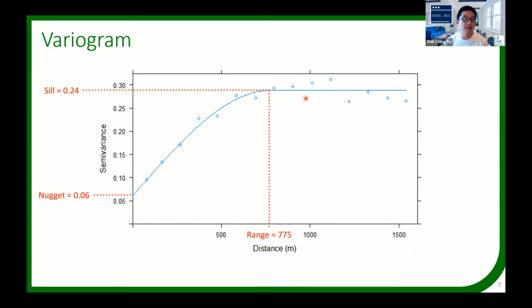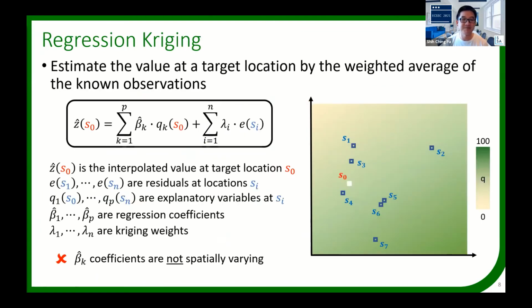And what that's saying is that for this particular field, points that are greater than 775 meters apart are effectively uncorrelated or independent. And the reason we need variograms is because an estimate of autocorrelation is often needed for some geospatial modeling techniques. So now I'm going to talk about two popular techniques in literature: regression Kriging, and geographically weighted regression, or GWR.